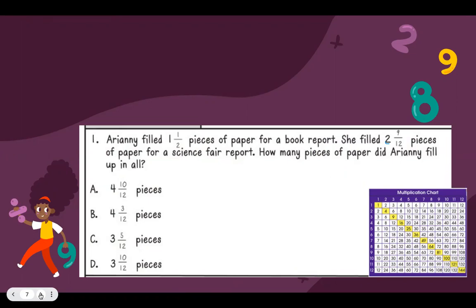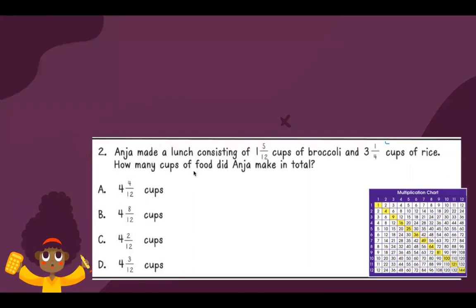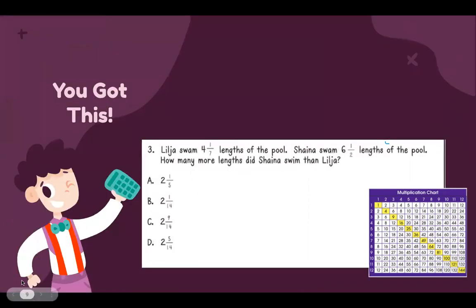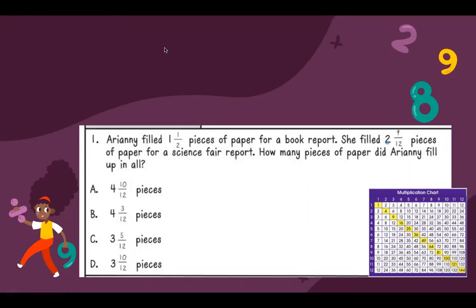Arbany filled 1 1/2 pieces of paper for a book report. She filled 2 9/12 pieces of paper for a science fair report. How many pieces of paper did Arbany fill up in all? So we're going to add those two together. And remember, we set it up so that we're setting it up vertically. Whoopsie. I thought I was on a writing tool, but I guess not. Okay, so we're going to write 1 1/2.